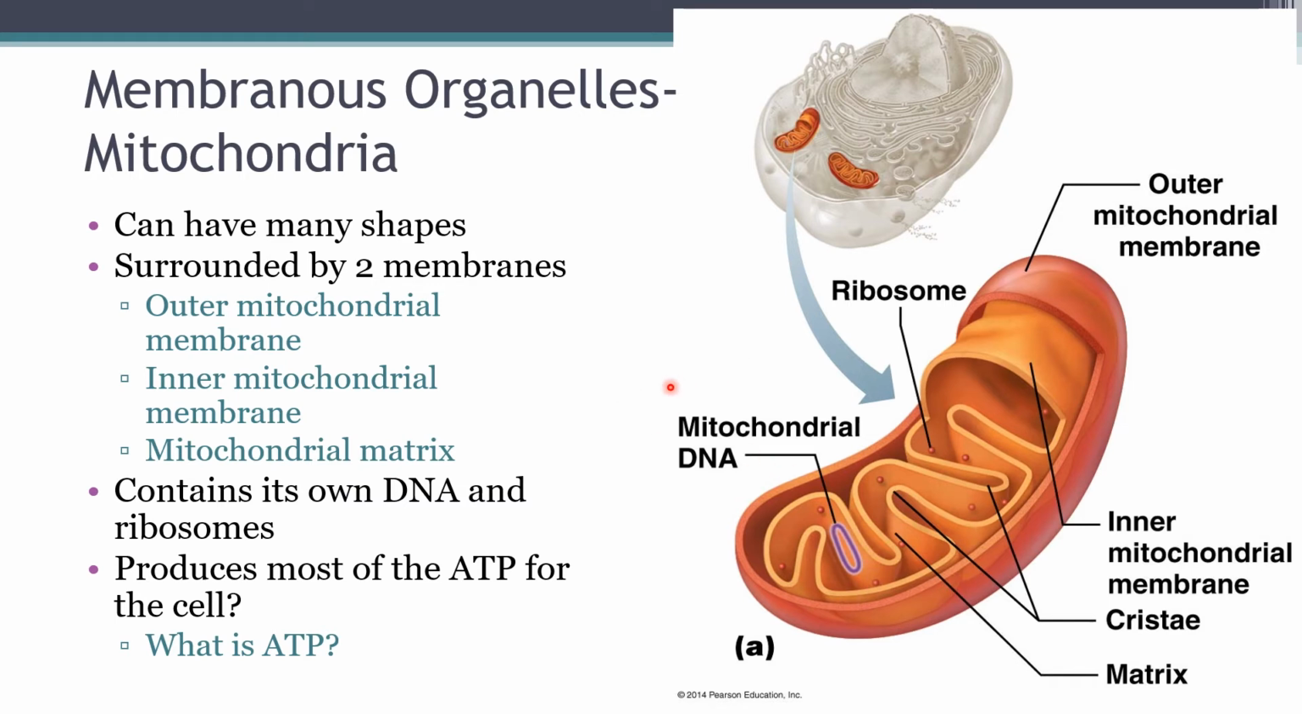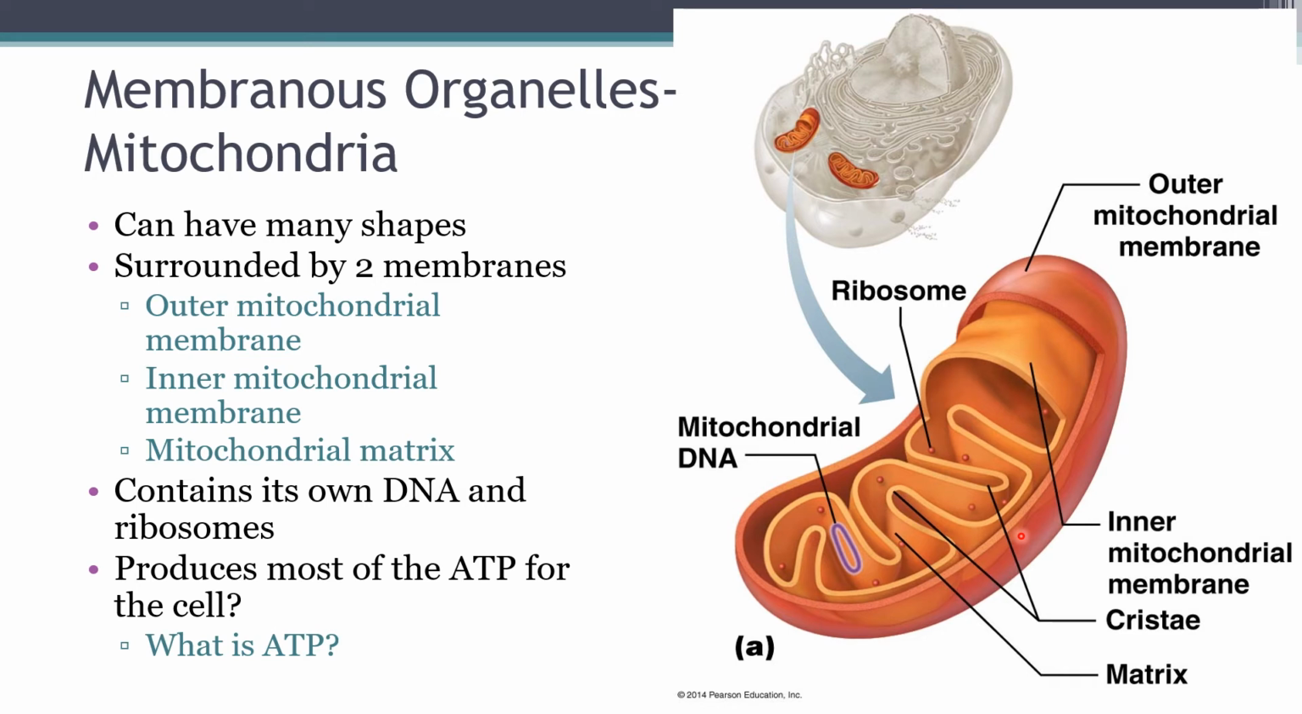like our other chromosomes in our nucleus. And it also has its own ribosomes in the matrix, which is really weird, right? Like this mitochondria has its own DNA and its own ribosomes. Kind of seems like it could be almost its own cell, right? And a lot of people think that at some point in evolutionary history they were.